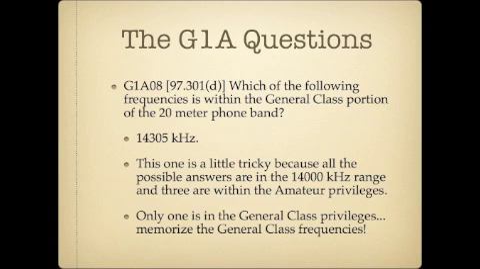Which of the following frequencies is within the general class portion of the 20 meter phone band? And the answer on the exam is 14,305 kilohertz or 14.305 megahertz, but the answer is in kilohertz. This is tricky because all the possible answers fall within the 14 megahertz range, and three are within the amateur privileges. So this is another one you have to memorize. Only one is in the general class privileges, though, and like I said, it's a memorization question.